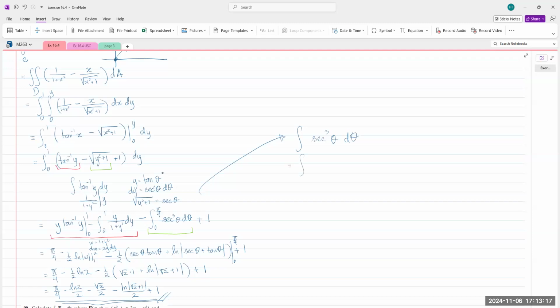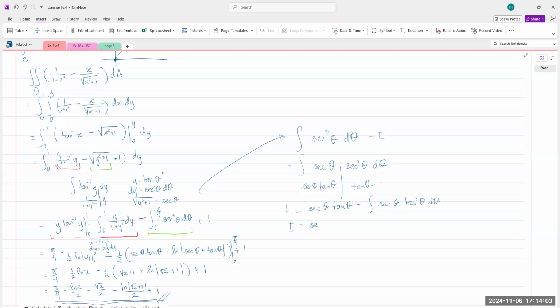Okay, this is the integral of secant theta times secant squared theta d theta. The derivative of secant is secant theta tangent theta. The integral of secant squared is tangent theta. So according to integration by parts, that is equal to secant theta tangent theta minus the integral of secant theta tangent squared theta d theta.